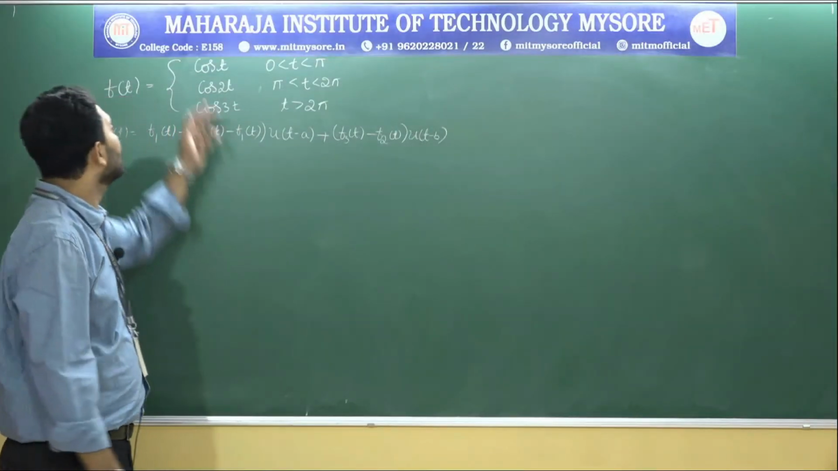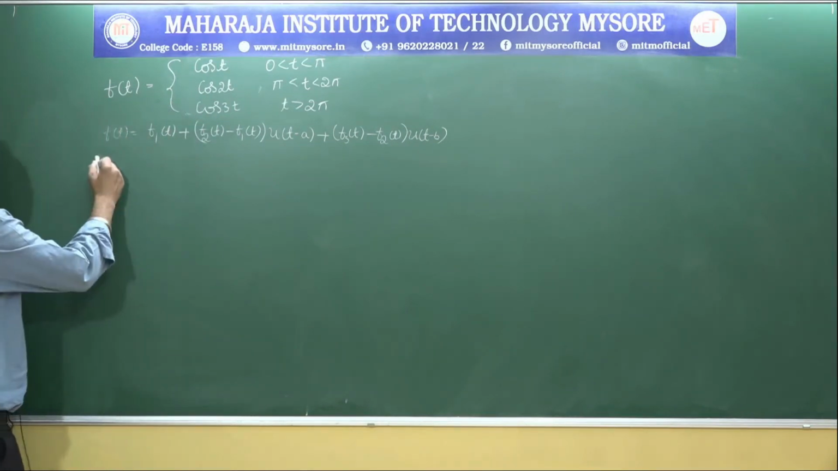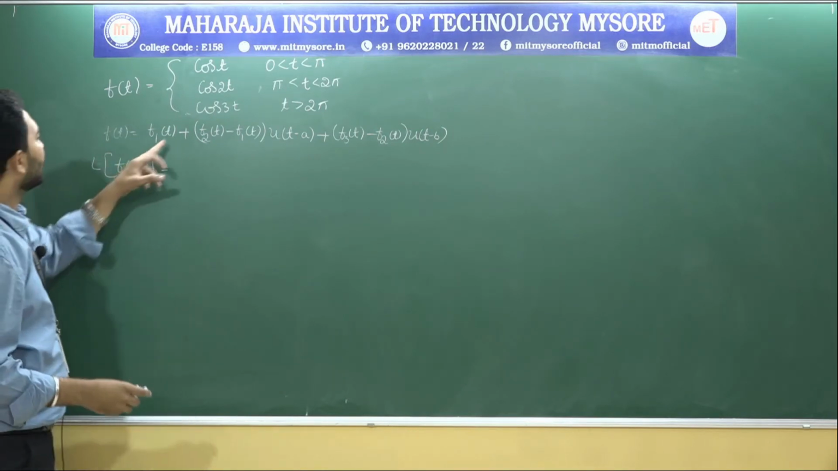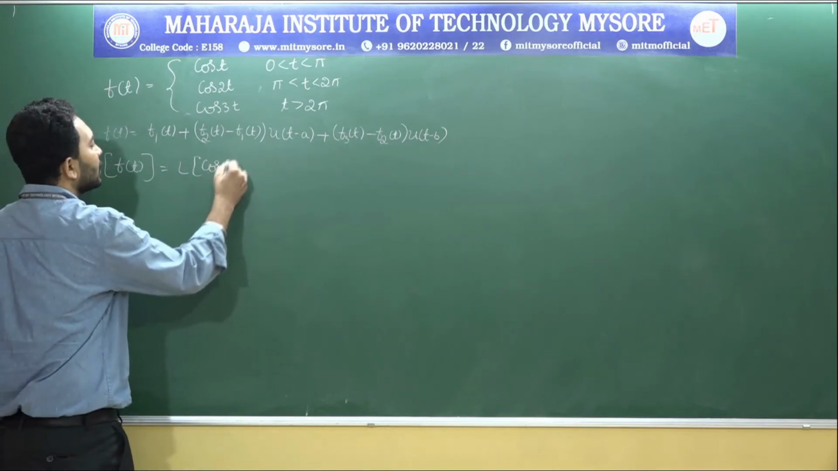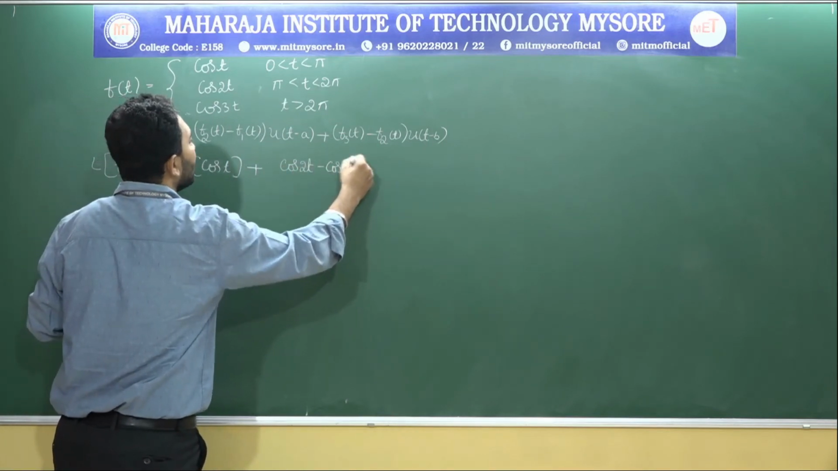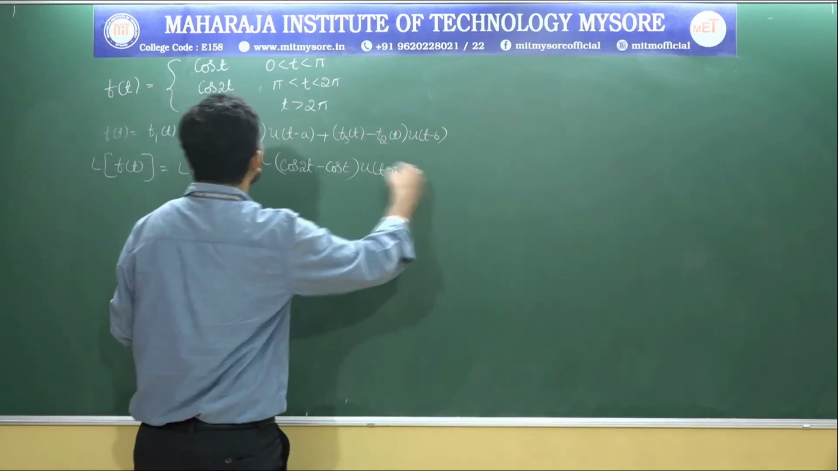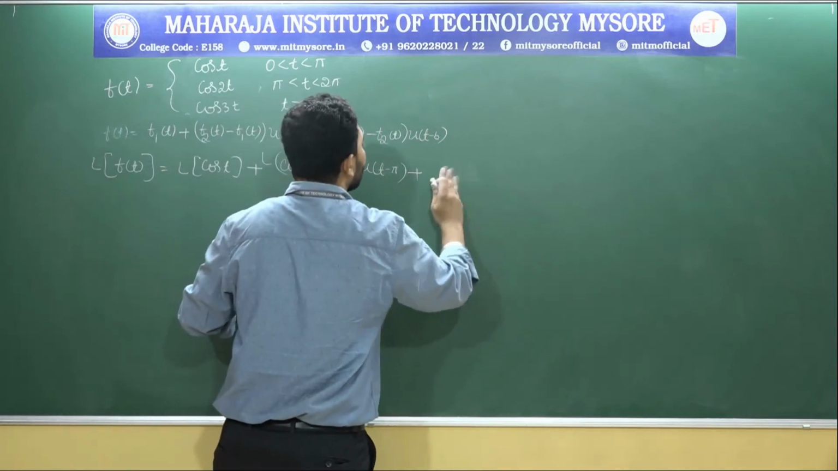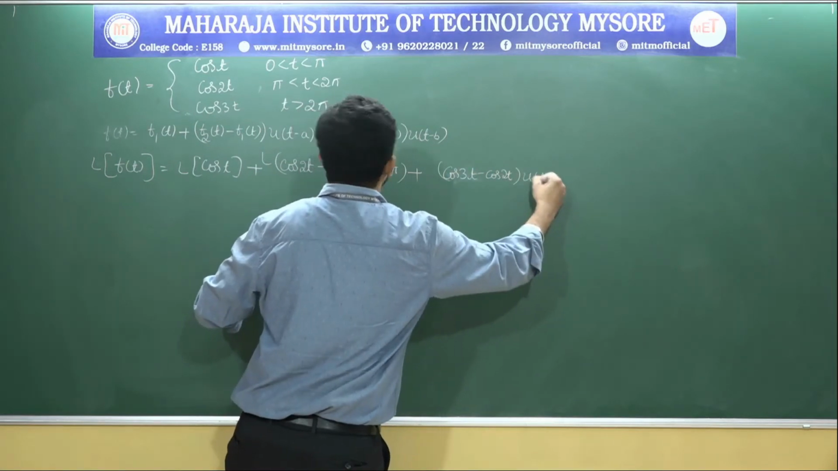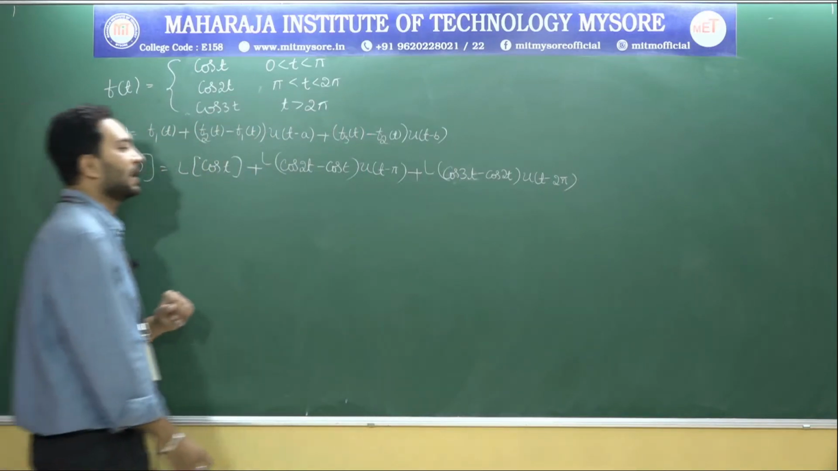So next one, I have taken all the three terms in the form of trigonometric functions. So what is Laplace of f(t) now? I will directly write the results. Laplace of f(t) equals Laplace of f1(t), it is Laplace of cos t, plus this one (cos 2t minus cos t) into u(t minus pi), and Laplace for this, plus third one (cos 3t minus cos 2t) into u(t minus 2 pi), and find the Laplace for this. So I will take this as equation 1.